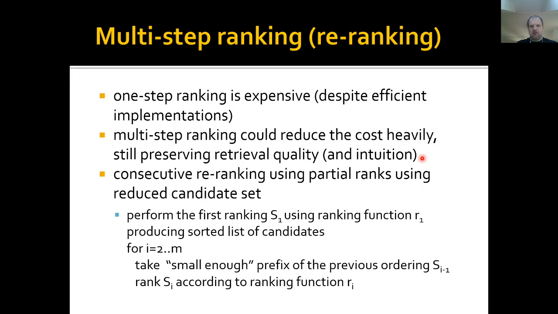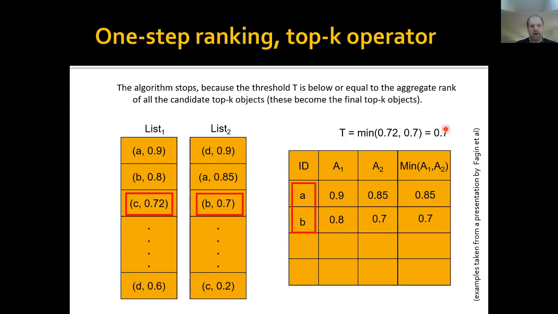In multiple step ranking or re-ranking, we use multiple step ranking in situations when one-step ranking is too expensive or difficult to implement, or the use case is difficult to solve with one-step ranking. We must also think, if we get back to the example, the algorithms are defined on the relational case. So we have just a table and we have random access to the table.